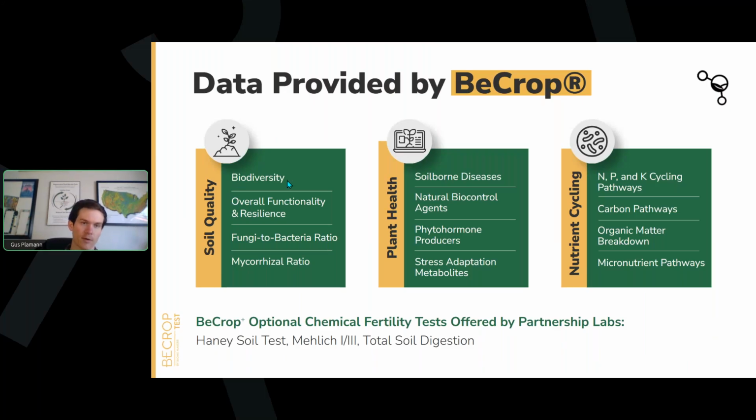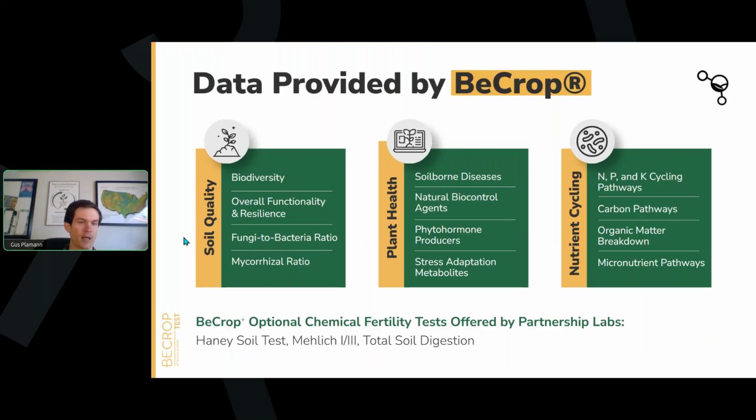So this includes metrics like biodiversity, telling you how many different species there are, how even they are, and whether there is a wide range of species that are very different genetically, or a relatively uniform, not very biodiverse population. Overall functionality and the resilience of the microbiome, how effective it is at resisting change or stressors. This can provide some information on how susceptible the microbiome might be to stressors like tillage, chemical fungicide inputs, and fumigants. And then fungi to bacteria ratio and mycorrhizal ratio, just informative indicators that give an idea of how the overall structure of the microbiome looks.